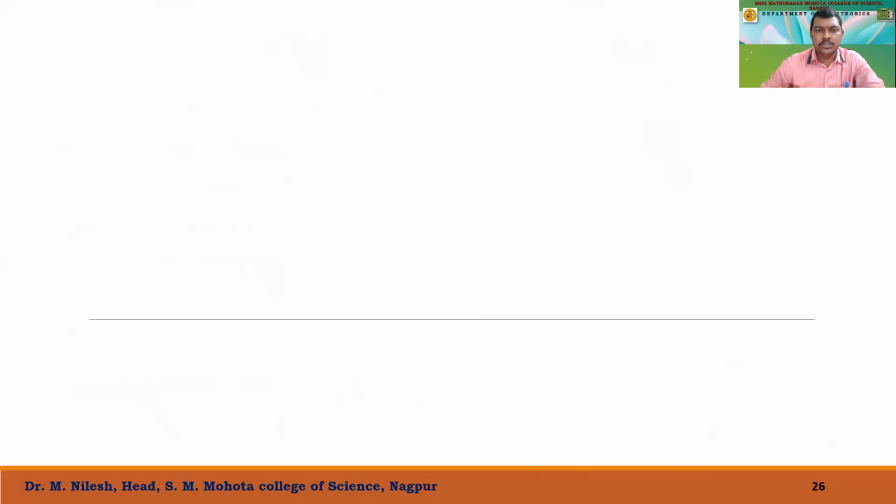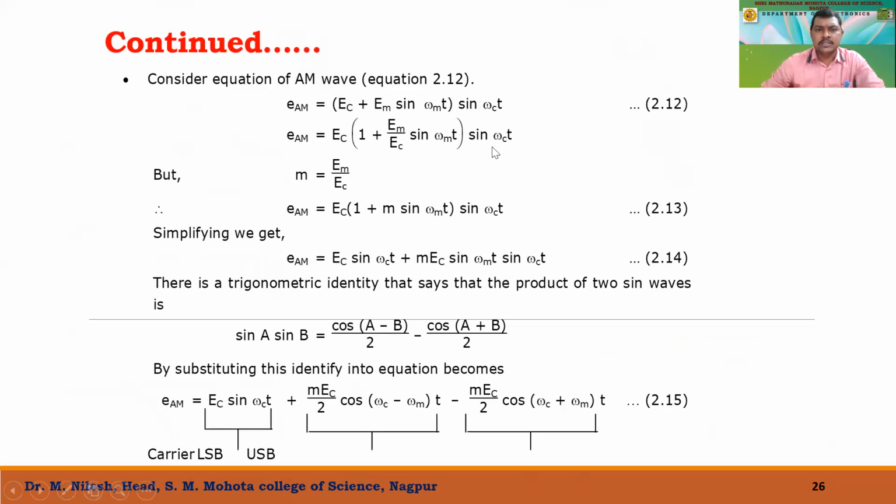There are some equations which are really concerned with that, so I won't go in depth, but just for understanding purposes, I would like to explain these equations. So let us consider an equation of AM wave. Now this is actually the amplitude modulated wave, right? So the equation will be the amplitude of AM equal to EC, the amplitude of the carrier, plus EM sine omega mt into sine omega ct. So this is the whole equation of the amplitude modulated wave, right?